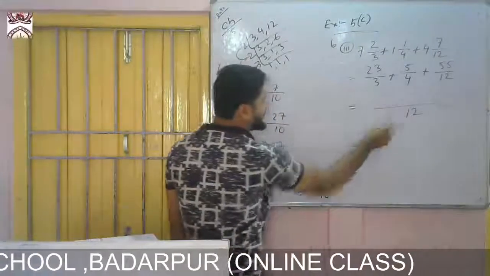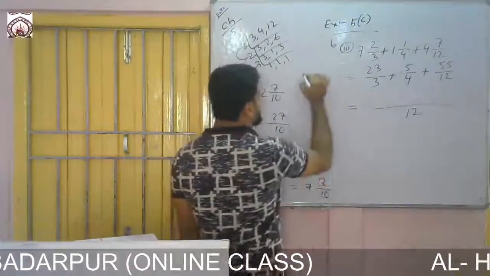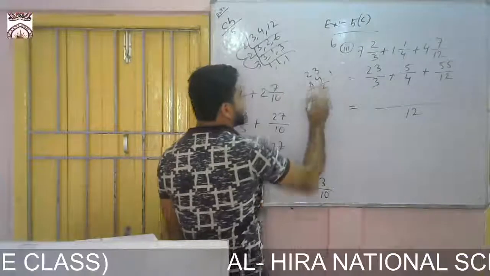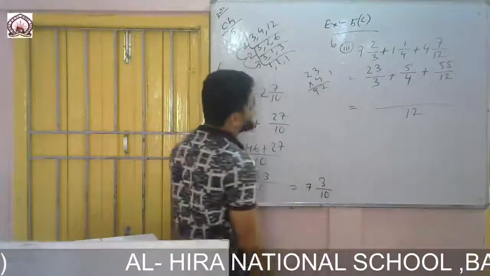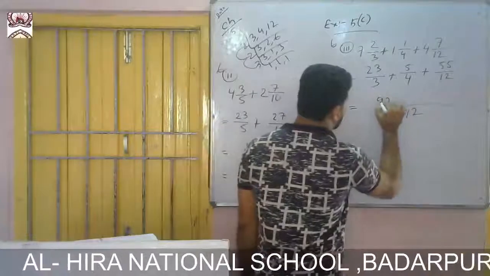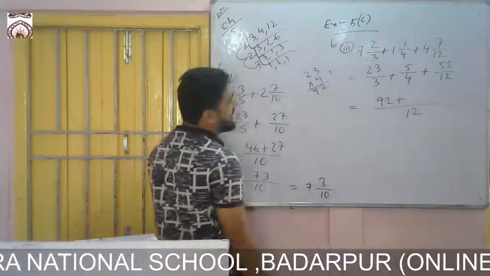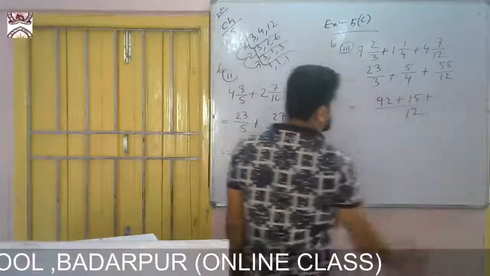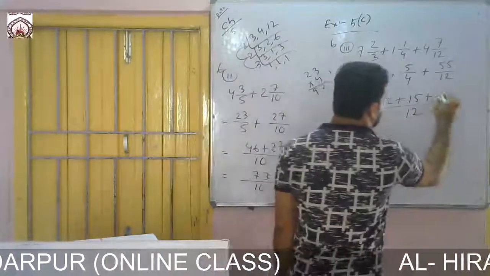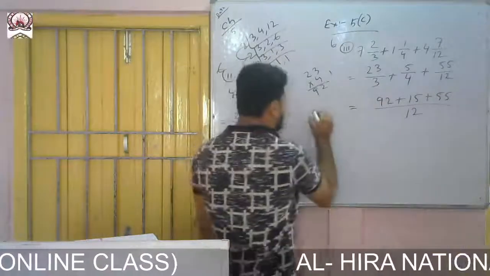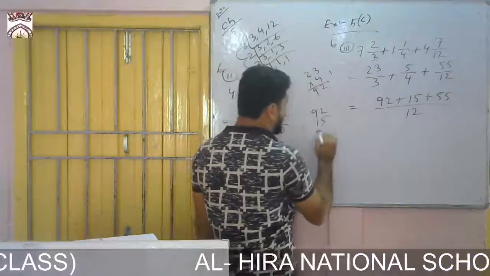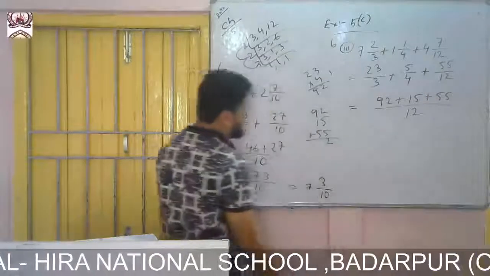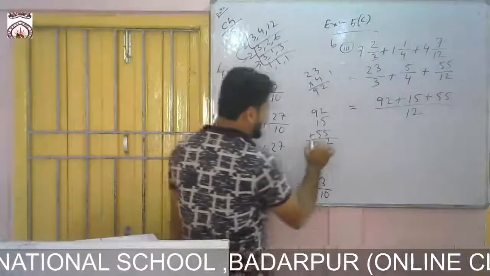Now divide. 3 4s are 12, so 4 into 23. 4 3s are 12 and 1 2. 4 2s are 8 and 1 9, so 92. Plus 4 into 5, 3 5s are 15. Now 12 1s are 12, so 55. Now add 92, 15, 55. We are getting 5 plus 5 10 plus 2 12. 9 plus 1 10 plus 5 15 and 1 16.